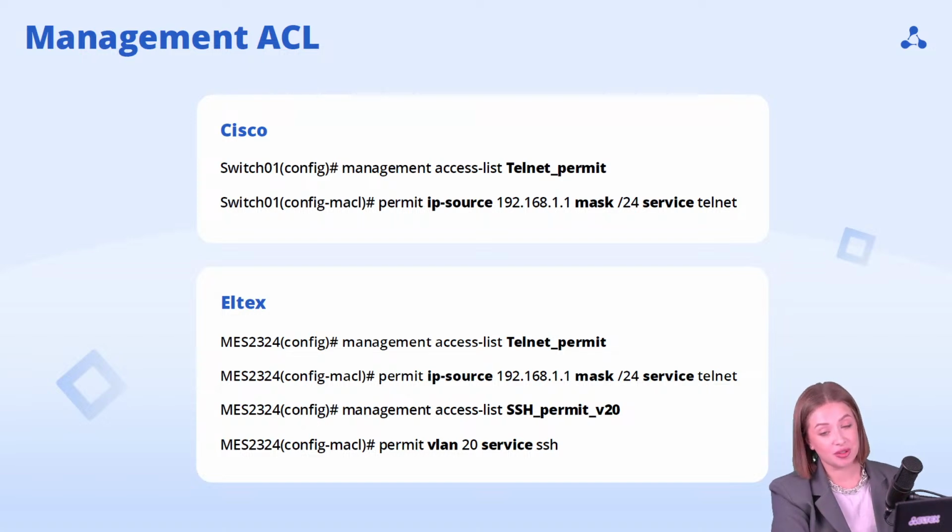If you look more closely at the second example, SSH permit V20, we can see that within the OTEX MES switch, access to the switch can be controlled not only by physical interface, by IP address or service, but also by a specific VLAN.